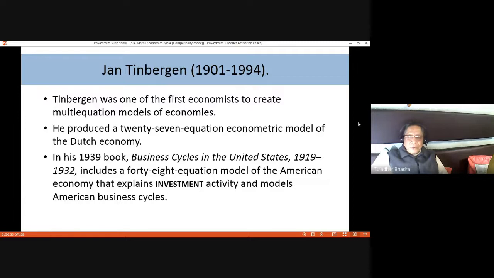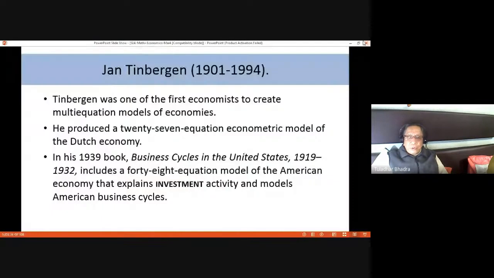Tinbergen was one of the first economists to create multi-equation models of economics. He produced a 27-equation econometric model for the Dutch economy. His 1939 book, Business Cycles in the United States, 1919-1932, includes a 48-equation model of the American economy that explains investment activities and models the American business cycle.